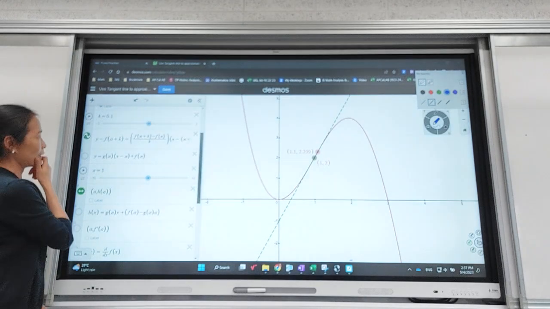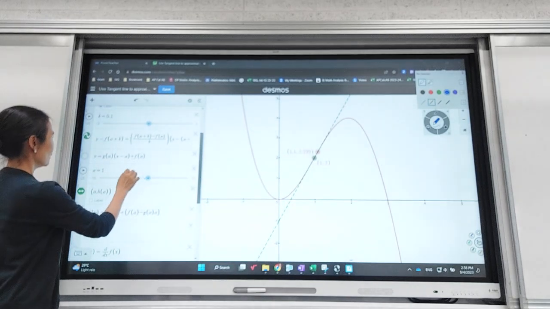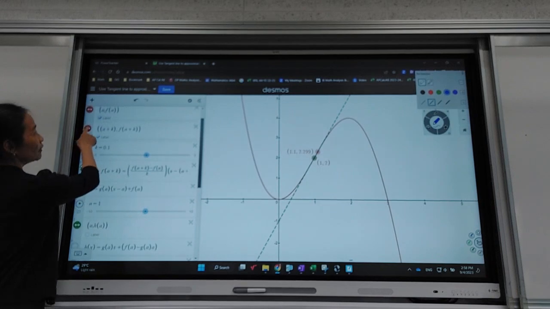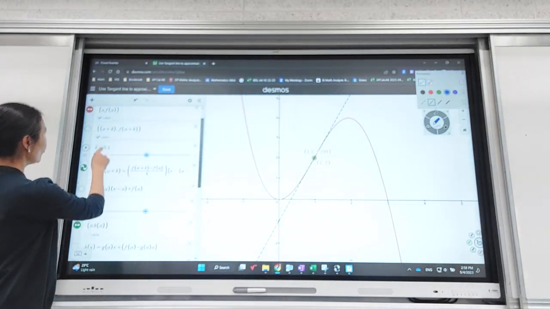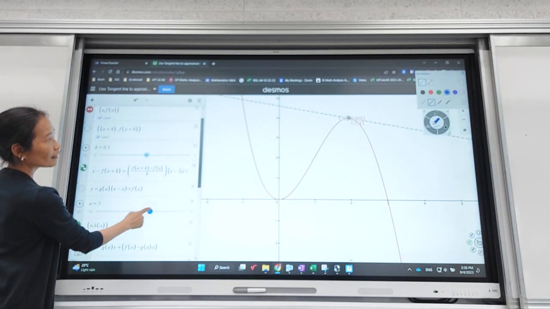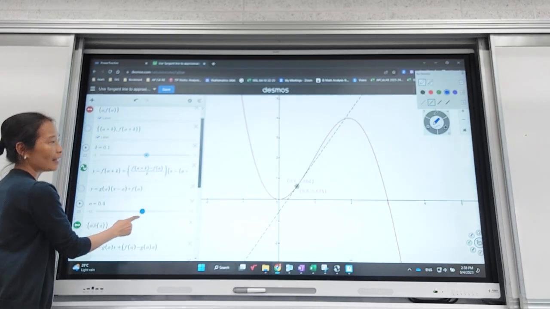And what else I want to show you? I'm going to move my A. So can you see right now I have the slope of the tangent, yeah? I'm going to go from the left. Is the slope positive or negative?